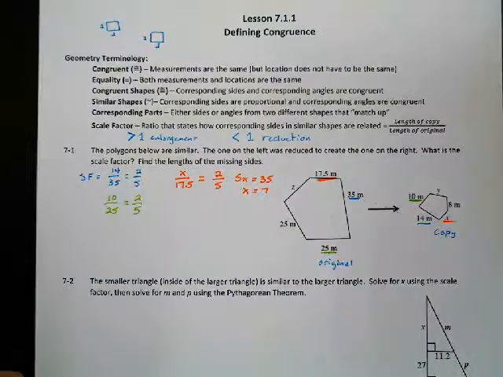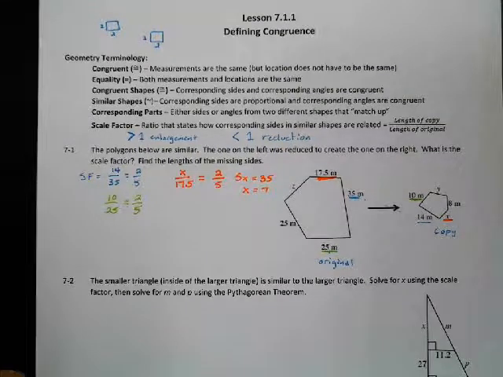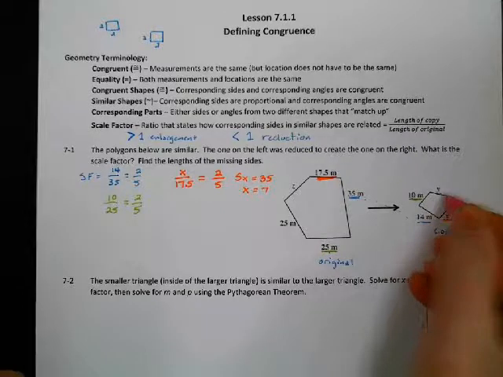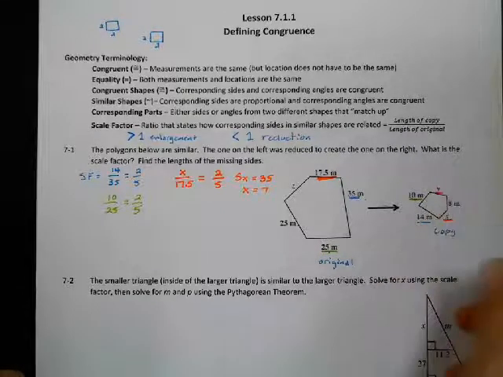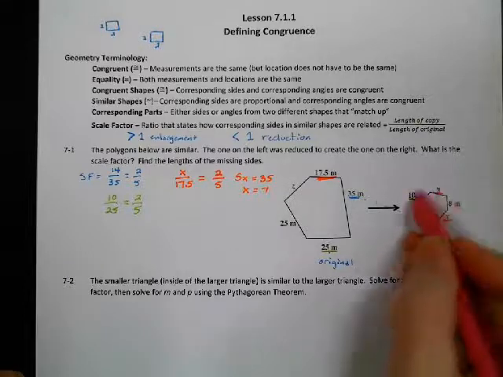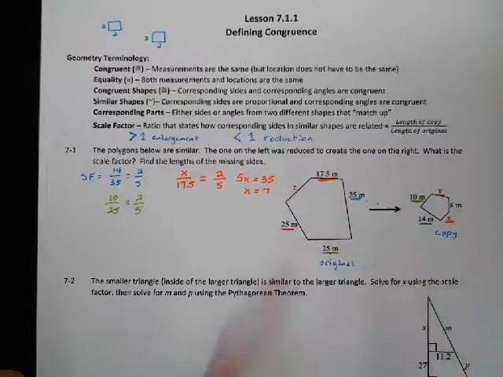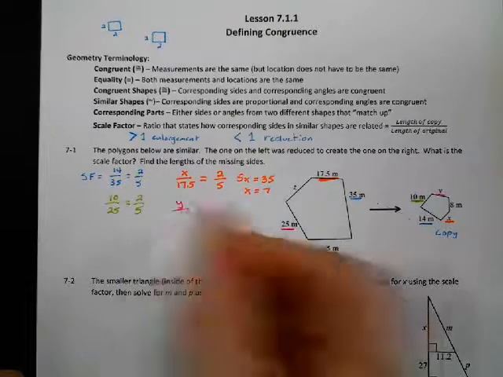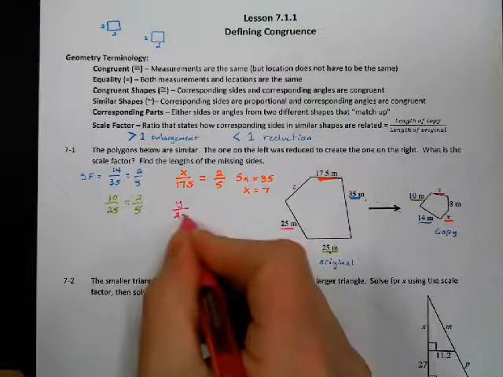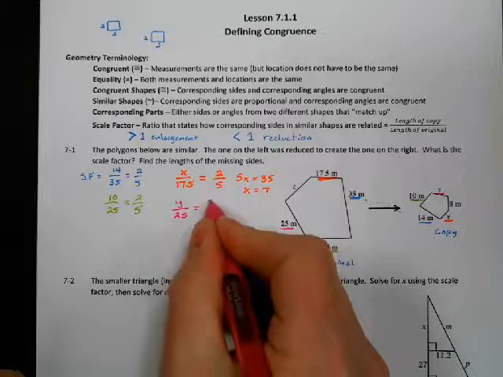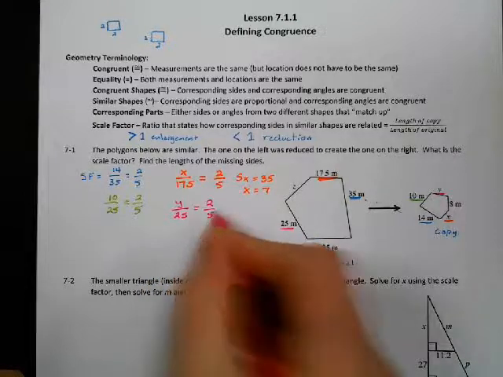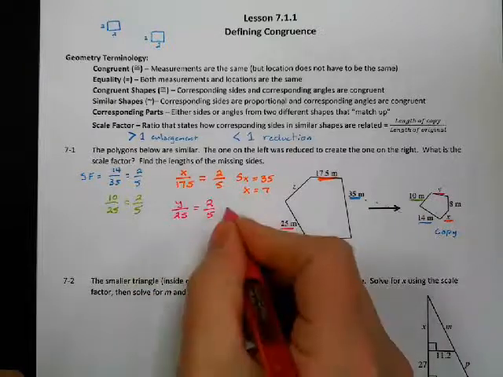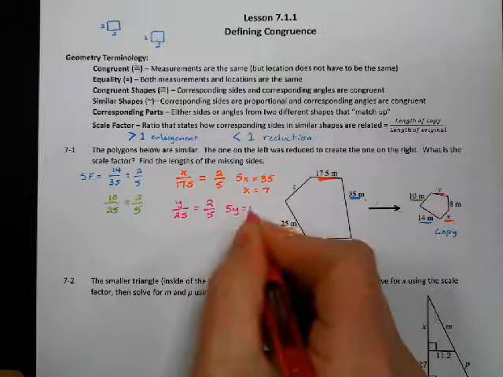All right, let's do it for the other ones. Pink. Where's Y? Okay, Y is over here. So spinning Y around, it looks like it should match up with this 25 over here. So I'm going to put copy over original, and that should be the ratio of 2 over 5. So doing cross products, I get 5Y equals 50, so Y must be 10.